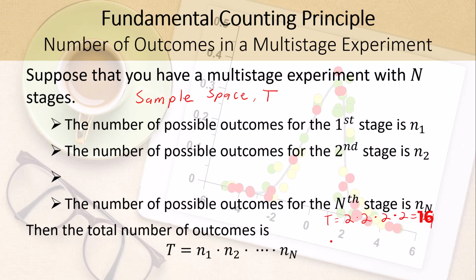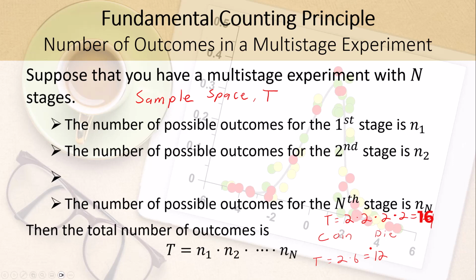Another one is, suppose that we have a coin and then a die. And the experiment is to flip a coin, then roll the die. Well, the total number of outcomes associated with flipping a coin, that's 2. Total number of outcomes associated with rolling a die, that is 6. Total number of outcomes happens to be 12.